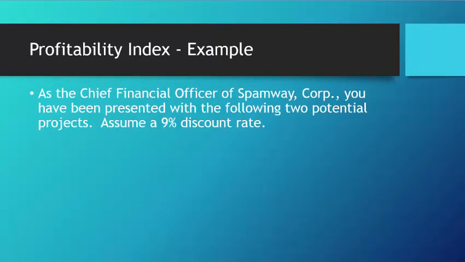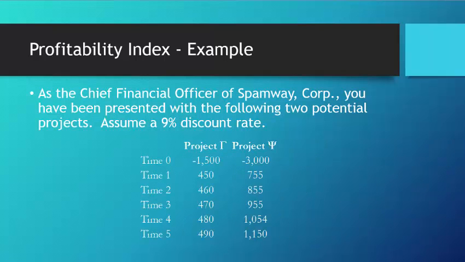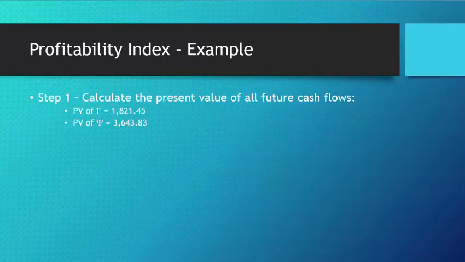I'm going to just give you an example. Yes, it's the same example. Deal with it, okay? You've been presented with the following two potential projects. Yeah, you guessed it. Project Gamma and Project Psi. What we're going to do with these is, step 1, calculate the present value of all future cash flows, and those are the inflows in today's dollars.